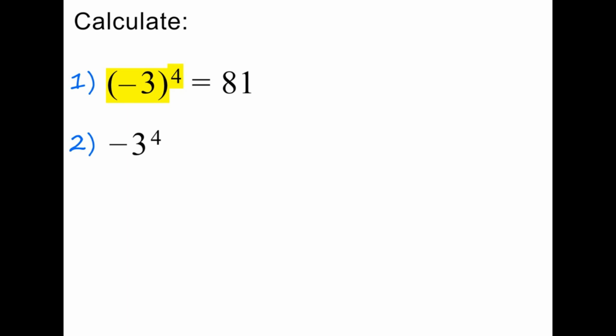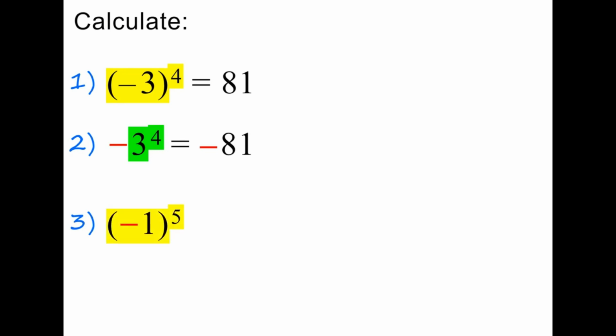Let's now calculate the same power, but without the brackets. Because there are no brackets, only 3 is the base raised to the power of 4. This means that the minus will stay in front in the answer. And 3 to the power of 4 is equal to 81, so the final answer is minus 81. In the next example, we are asked to calculate minus 1 all to the power of 5. Because of the brackets, the minus is also part of the base.